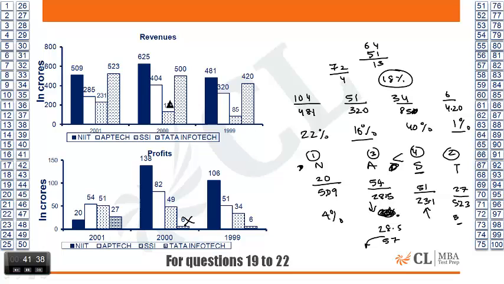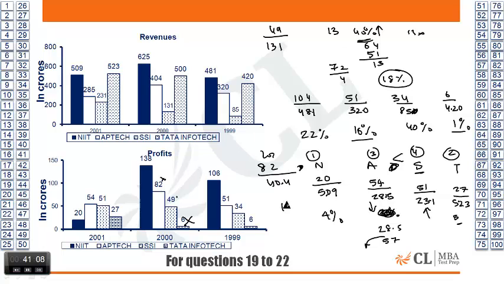49 upon 131. Okay, 10% is 13. 13 into what is 49? 13 fours are 52, 13 into 4... it's slightly more than 40%. Who is this guy? Slightly more than 40%. 82 by 404: 10% is 40, so it's only 20%. So that guy is close to 40%.